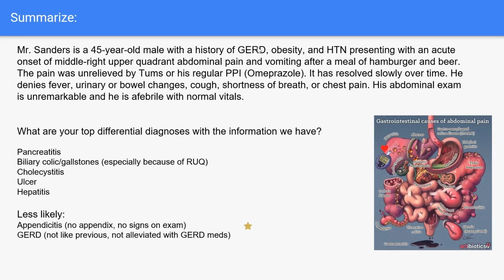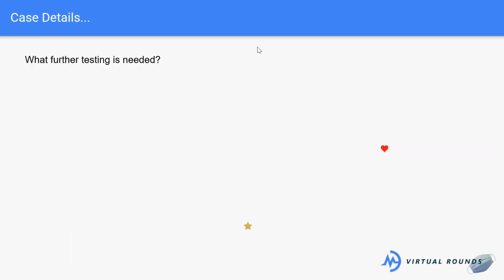And then less likely is appendicitis, probably less likely his GERD, myocardial infarction, so heart attack. His cardiac exam was normal. Seems like he doesn't have that many risk factors besides hypertension and obesity. And then less likely a kidney stone. On exam, he didn't have tenderness in that area of the kidney. He also didn't have any urinary symptoms.